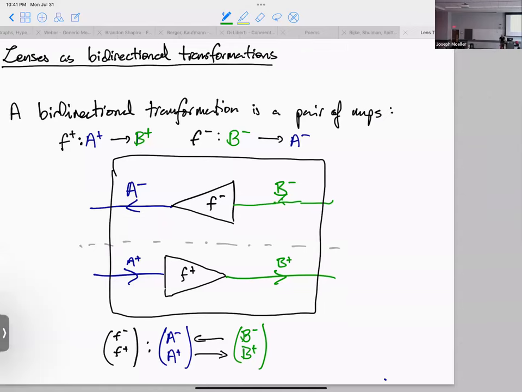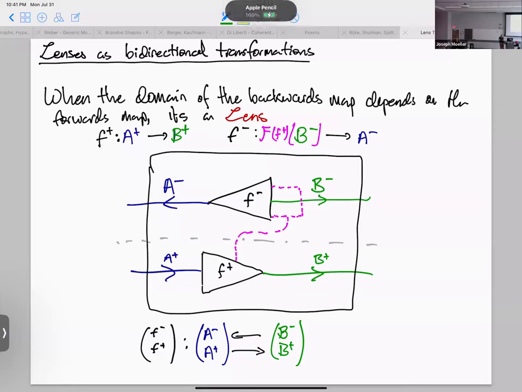Okay, so what makes a lens out of a bidirectional transformation? Well, a lens is a bidirectional transformation where specifically the domain of the backwards flow depends on the actual function that is the forwards direction flow. This is the point of view I will be taking. It is a specific point of view on lens. My next slide is going to be all the different things people have called lens. But this is a particular point of view of lens that we're going to look at. So this is a particular kind of relationship that the backwards flow has to the forwards flow.